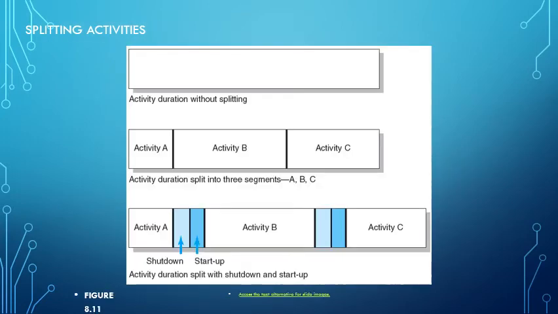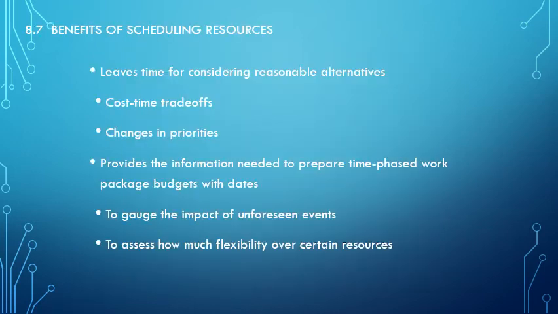So here's an example of splitting off the activity, and when the shutdown and startup takes more time, then we've added time to the equation, where before we could have just simply gone from activity A to B to C. And here's the activity duration without splitting, right? We've gone A, B, C, and now you can see we've added in these time blocks as we went along for the startup and shutdown.